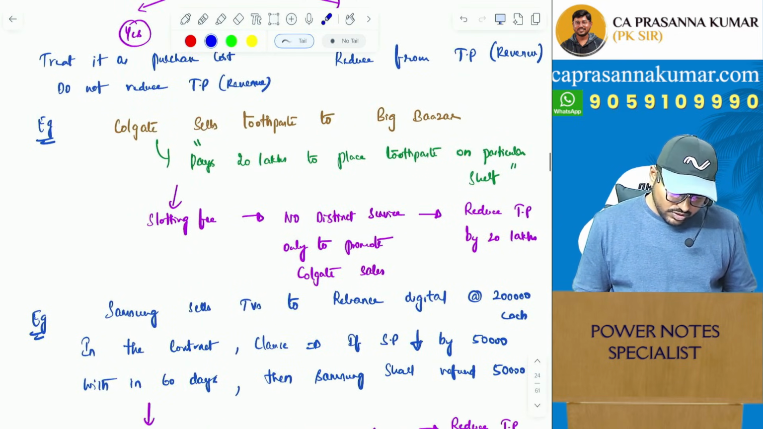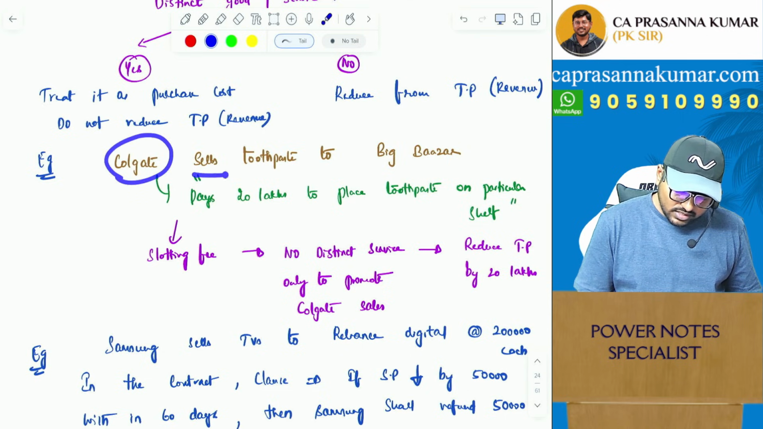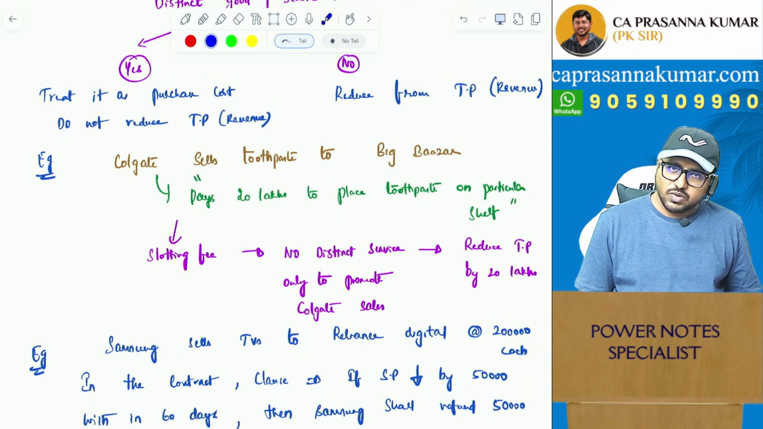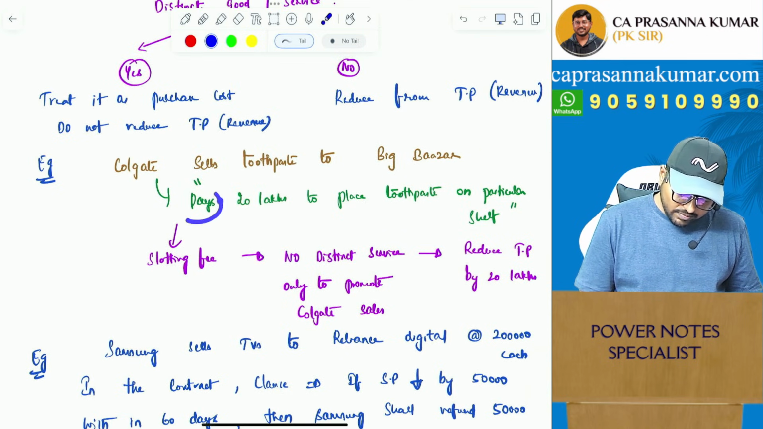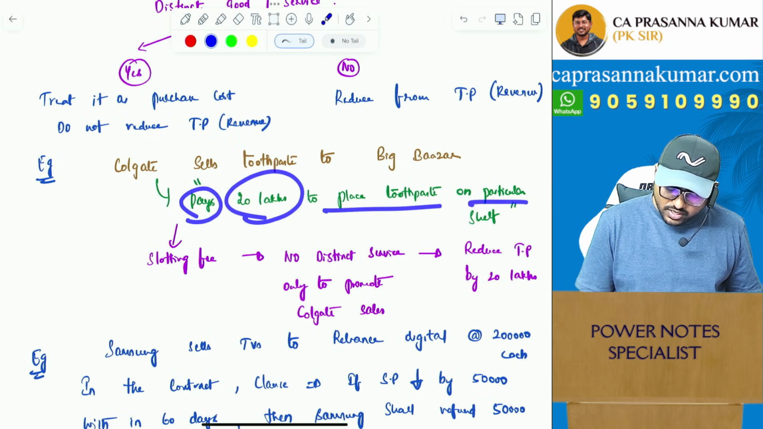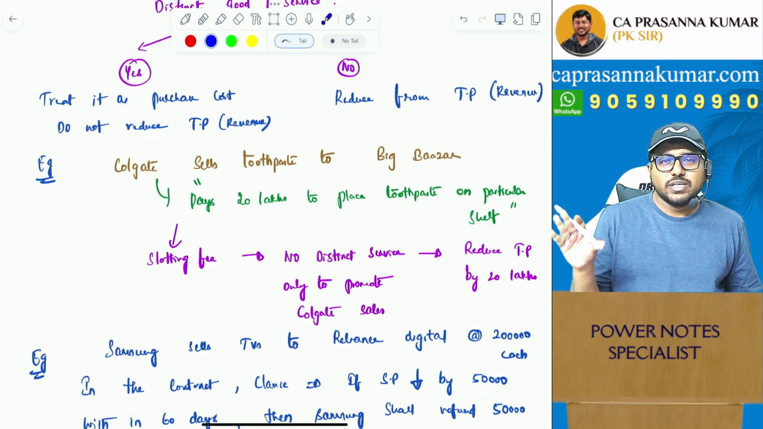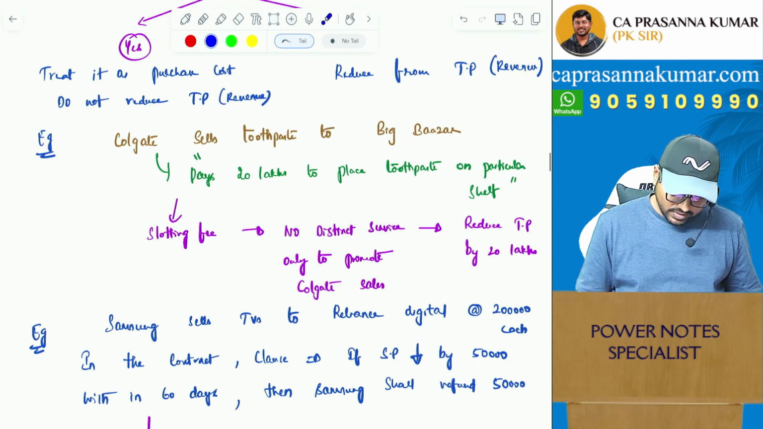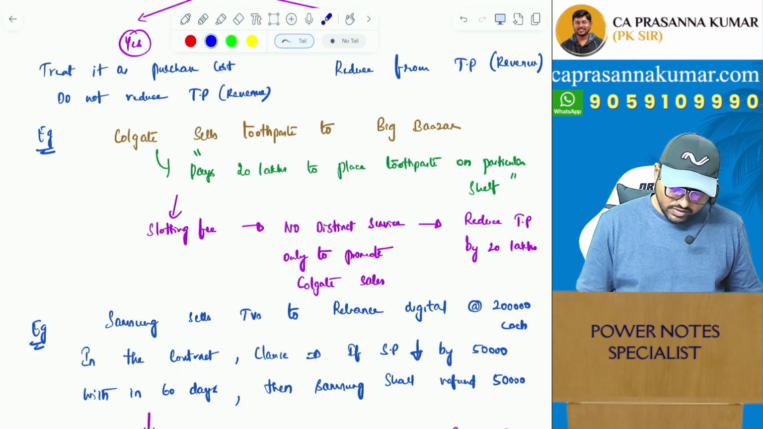So look at the examples over here. Suppose Colgate sells toothpaste to Big Bazaar. Now, Colgate pays 20 lakhs to place toothpaste on a particular shelf. Placing toothpaste on a particular shelf means it is like a slotting fee. So therefore, it comes under slotting fee, which means there is no distinct service, only to promote Colgate sales.